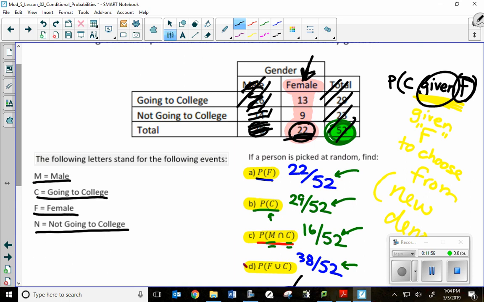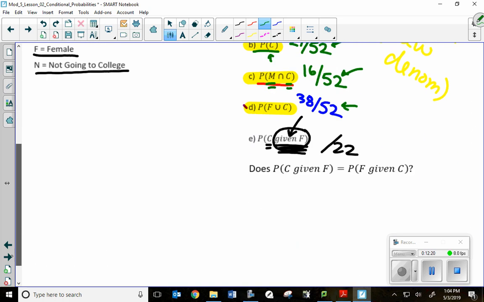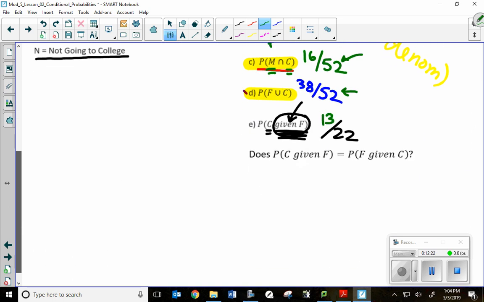I have a choice out of 22. Now, what do they want to know out of the female population here? Which females are going to college? These are the ones going to college. These are the ones not going to college. I don't want these, do I? 13 out of my 22 females are going to college. So I'm going to call that 13 out of 22.